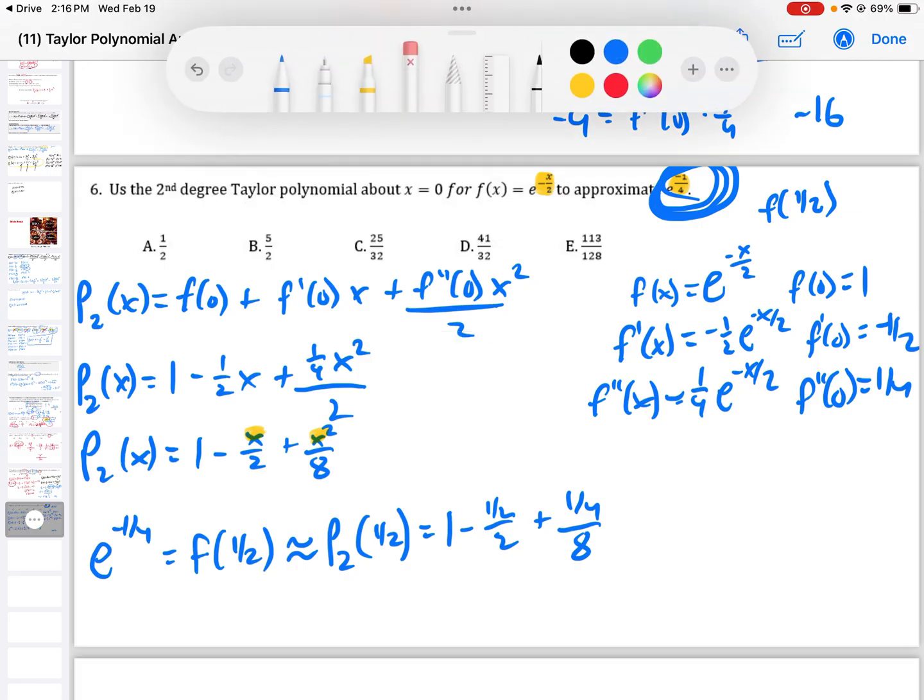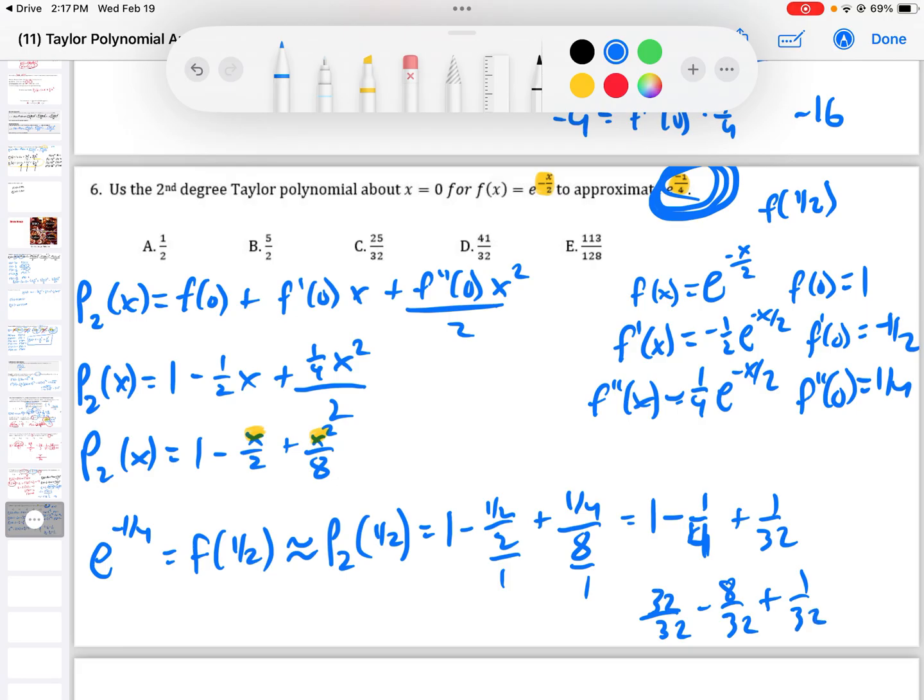So now just some algebra to finish this up. This would be equal to 1 minus 1/4 plus 1/32. Common denominator is 32, so 32 minus 8 over 32 plus 1 over 32. So 32 minus 8, is that 16? No, 24. Oh gosh, 32 minus 8, why is it so hard? 24. And 24 plus 1 will be 25, so 25 over 32. All right, there we go.